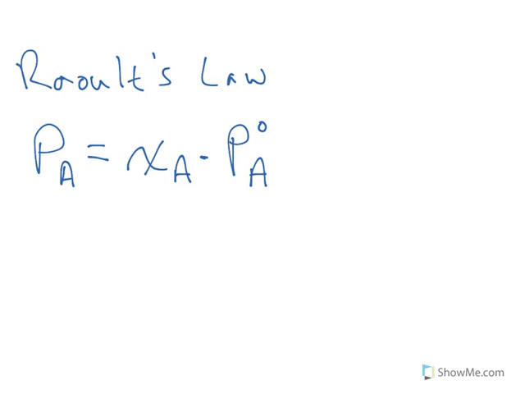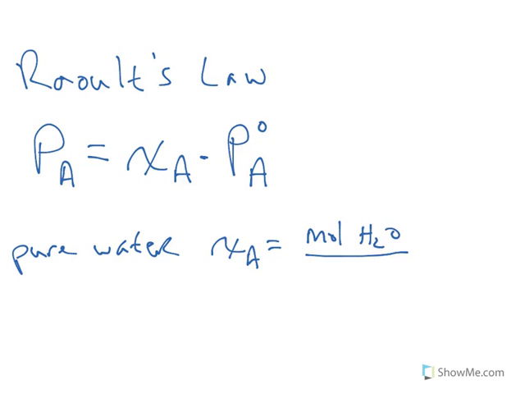This is a pretty clever little law, because if you have pure water, then chi A is equal to the moles of water divided by the moles of water. And if there's nothing else, the moles of water divided by the moles of water is equal to 1. Thus, PA will equal PA naught. That's not a surprise. But as soon as we start adding in a solute, what happens to our chi A?